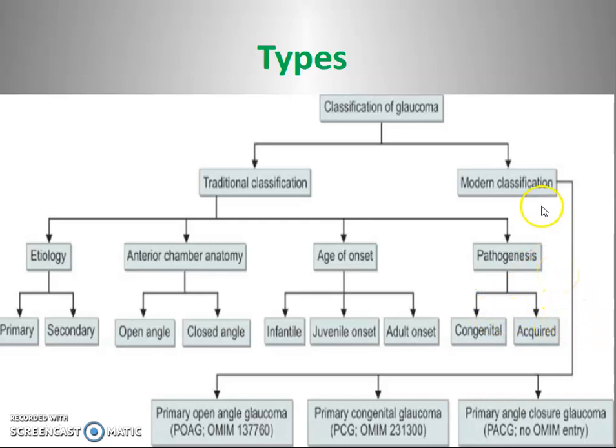Again, by the modern classification system, there are three types of glaucoma. First, that is primary open angle glaucoma, primary congenital glaucoma and primary angle closure glaucoma.